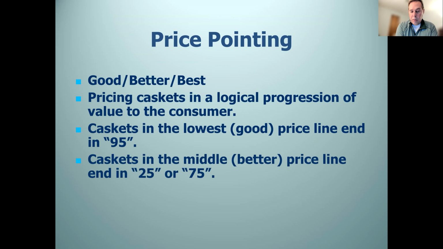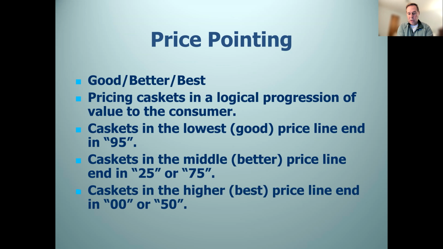So caskets in the middle, or the better price line, would end in a 25 or a 75. And we try to do this kind of consistently throughout when we're talking about caskets. If we're pricing them, then use this philosophy, you'll give the consumer that impression that something that was priced that ends in a 25 or 75 would be something better than the entry level, but not the premier. And that would be your caskets in your best price line.